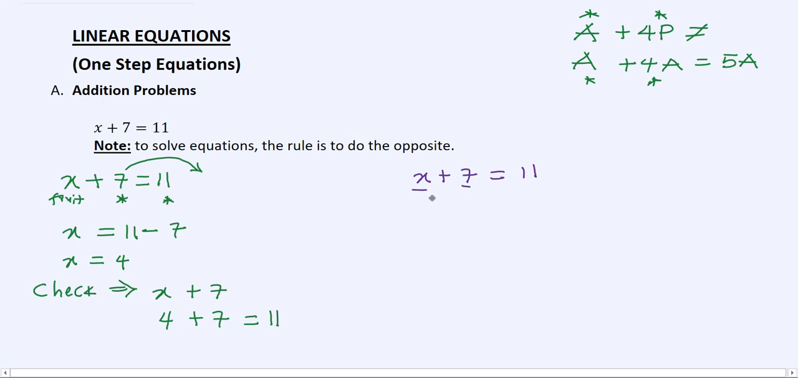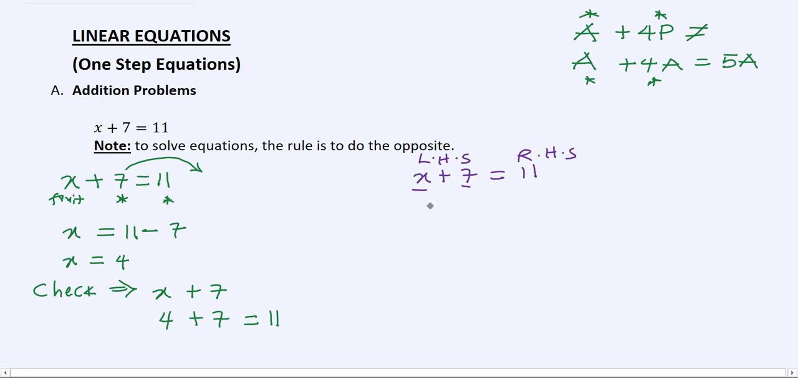Now on this equation, this is the left hand side and this is the right hand side. So we have x, our variable, on the left hand side, and then we also have 7 on the left hand side, while on the right hand side we have 11. For us to be able to make x stand alone on the left hand side, it means we have to remove 7 from that left hand side, and then we move 7 to the right hand side.